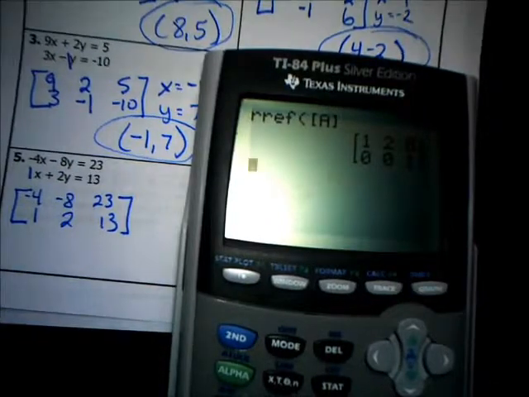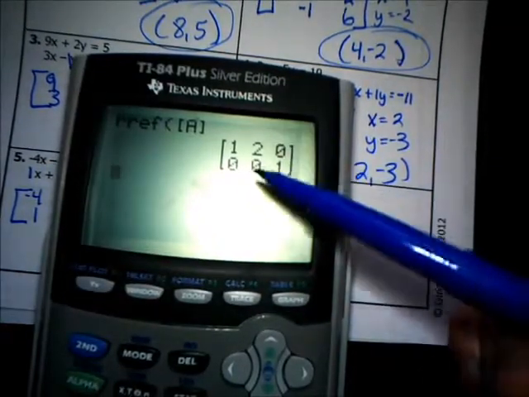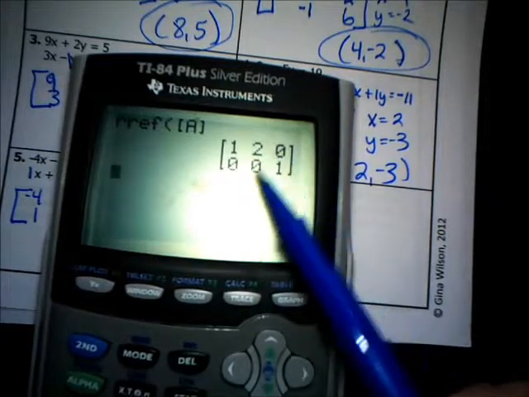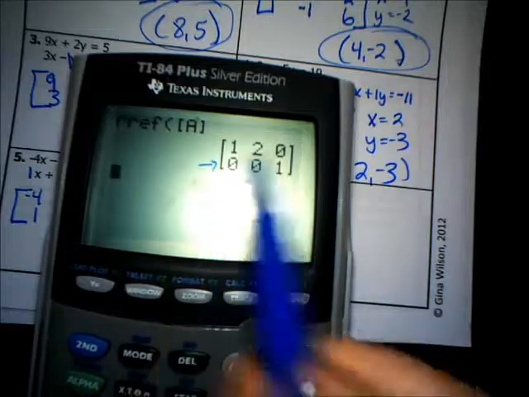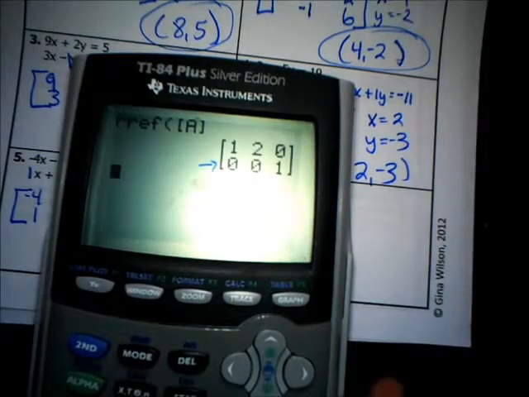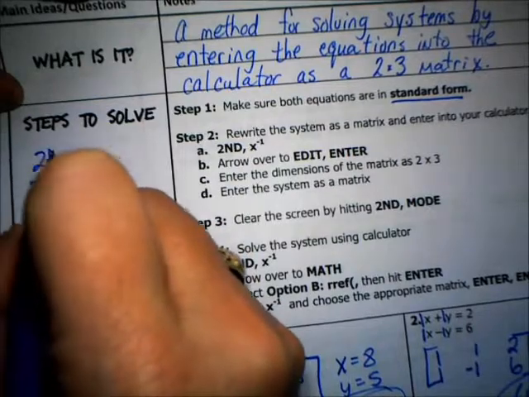Alright, now this one I got a special thing happening. Let me get this in the light a little better. On this one, notice I have a 1, 2, and a 0, and then a 0, 0, 1. Okay, this thing right there is very, very special. That's a signal to something. This is your second row, notice.